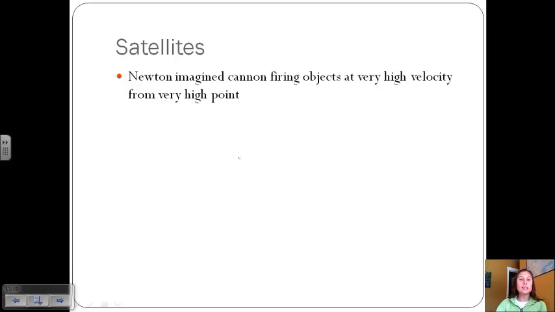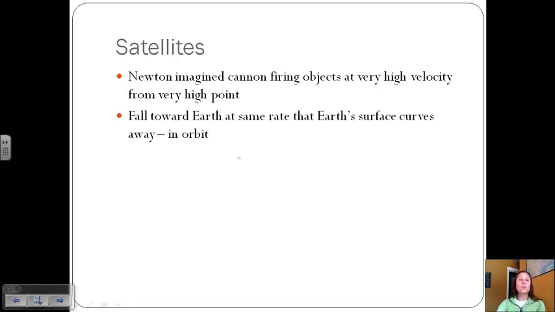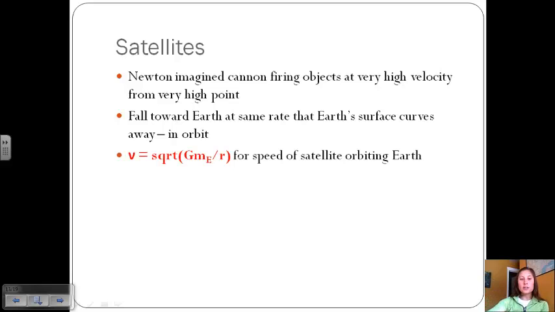When Newton imagined satellites, he imagined a cannon firing objects at a very high velocity from a very high point so that they would then enter Earth's orbit and orbit around Earth. And so he imagined that they would fall toward Earth at the same rate that Earth's surface curves away. And so we would say that that means that those objects are in orbit. So basically, if they keep falling toward Earth at the rate the Earth's surface curves, they're just going to keep following that orbit of Earth.